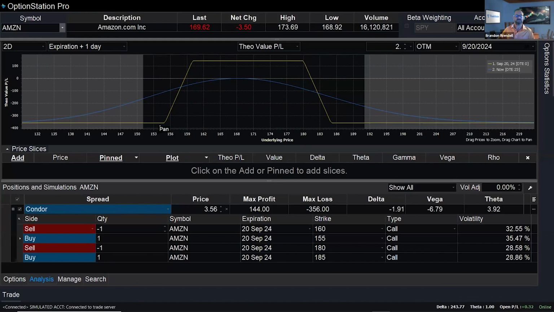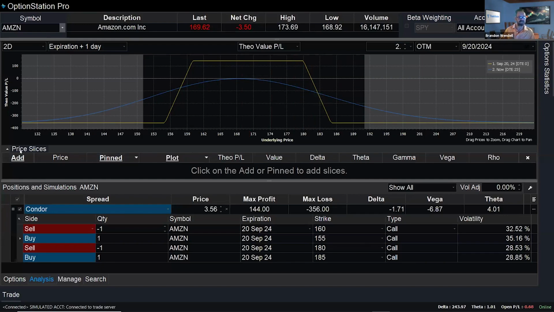So we have a difference between 155 and 160. Remember, that's a 5-point difference. We also have 180, 185. That's a 5-point difference. We're collecting $1.44. This is showing times 100. So 5 minus 1.44 is 3.56. Well, if you take the 160 strike, subtract the $1.44 premium we collected, there's your break even. If you took the other short strike, 180, added $1.44, well, there it is, 181.44.